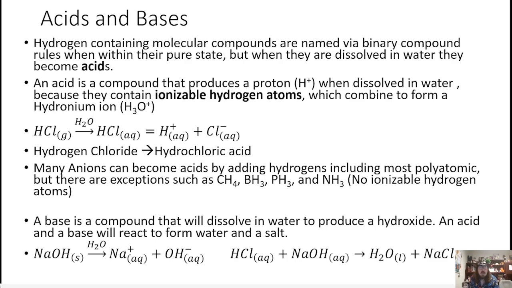Now, quick note, a base is the perfect counter to an acid. A base is a compound that will dissolve in water to produce hydroxide. This is our simplest definition. Because it delivers a hydroxide, an OH minus perfectly pairs up with an H plus. An H plus and OH minus form H2O, water. So an acid and a base will naturally always react to form water and the corresponding ionic salt.